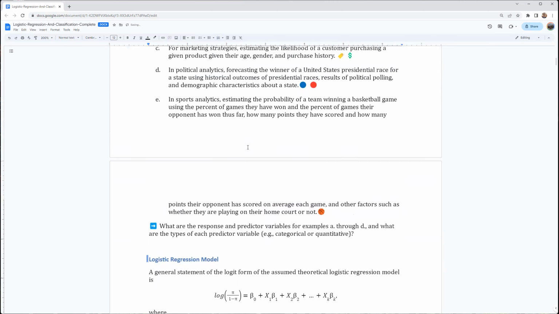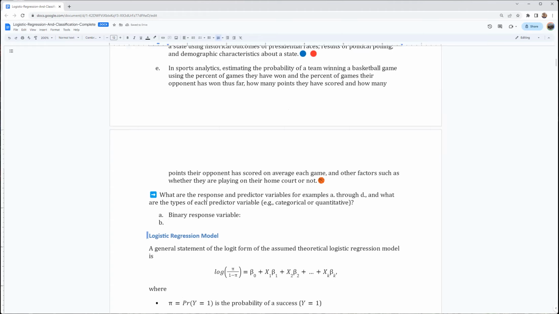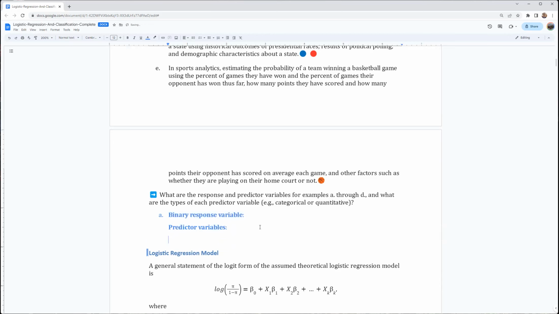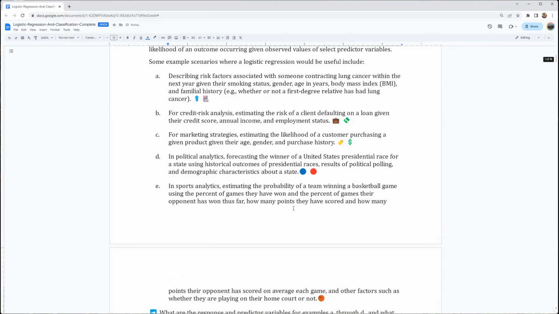So let's think about each of these. Okay, so A, B, C, D, and E. Let's think about what our response, our binary response variable is for each of these. Okay. And then we can also think about what our predictor variables are. And we'll likely have more than one predictor variable. Right. So let's set this up here. Let's get this for A, B, C, D, and we had E.